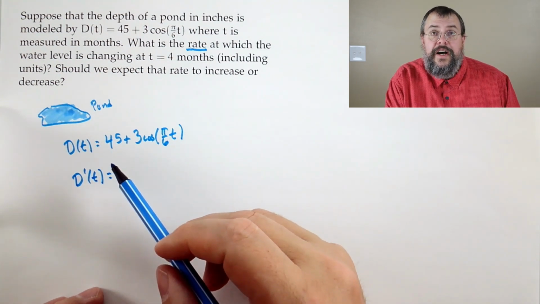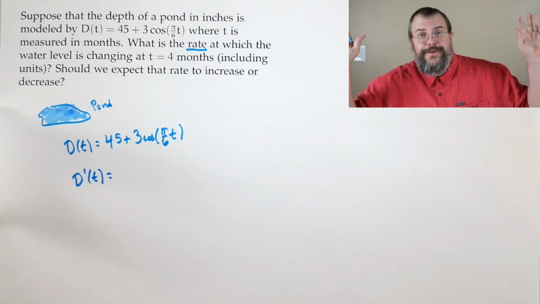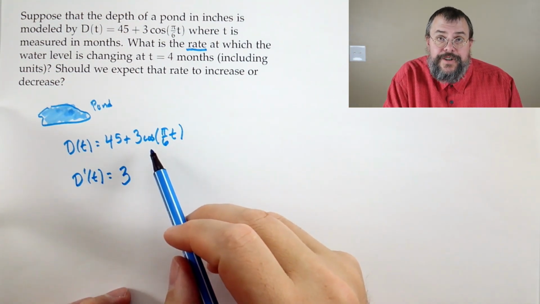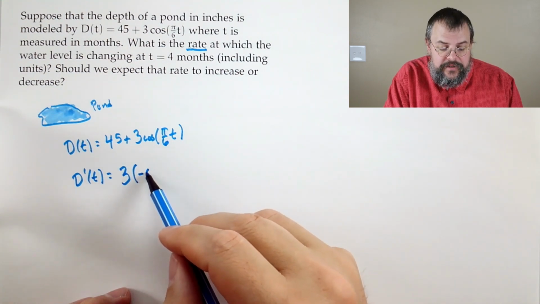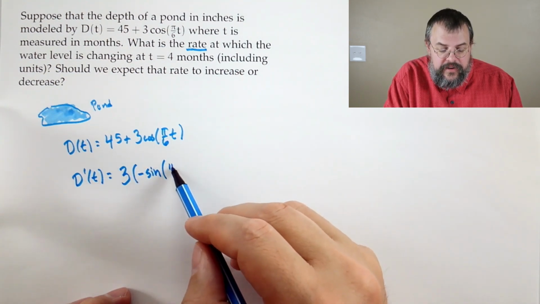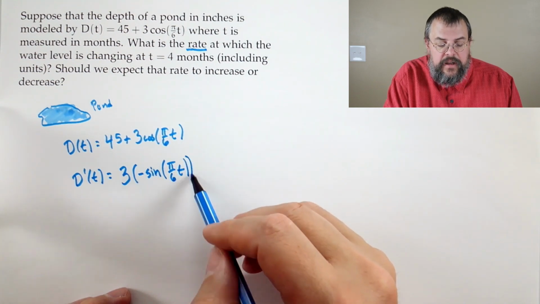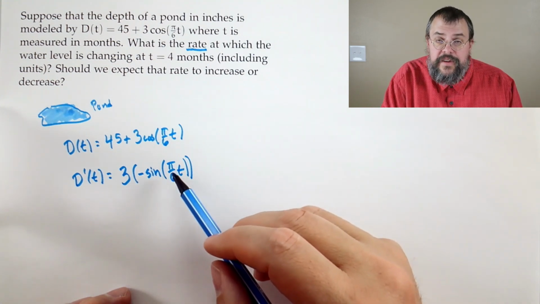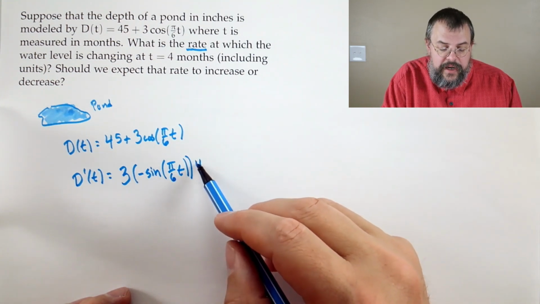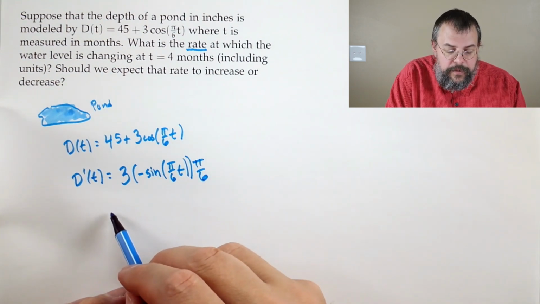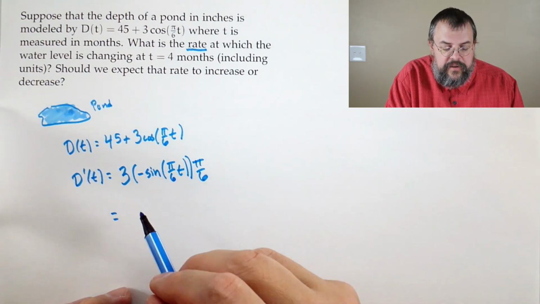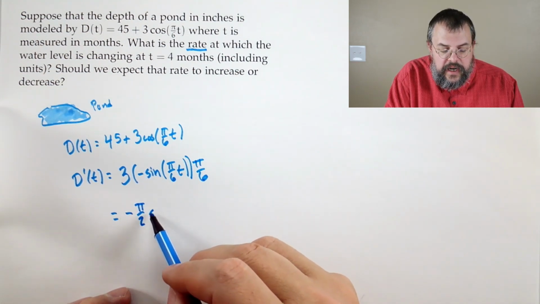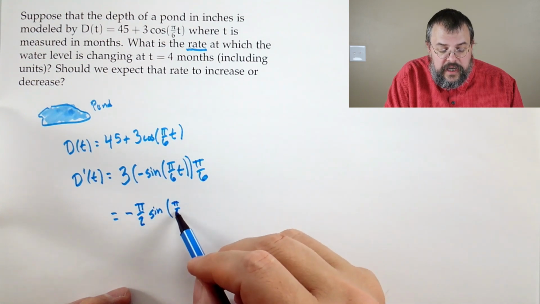What happens to the 45? Constant. Goes away. Then we have 3. The derivative of cosine is negative sine. Leave the inside alone, pi over 6 t. Then we're going to multiply by the derivative of the inside. The derivative of pi over 6 times t is pi over 6. So if we want to, we can clean it up. We have a 3 times pi over 6, and there's a negative, so we can say that's negative pi over 2 sine of pi over 6 t.